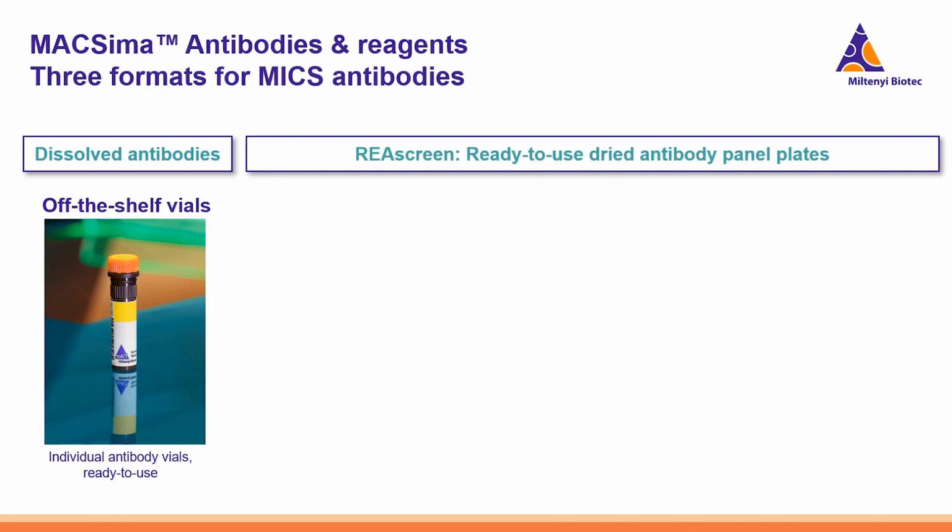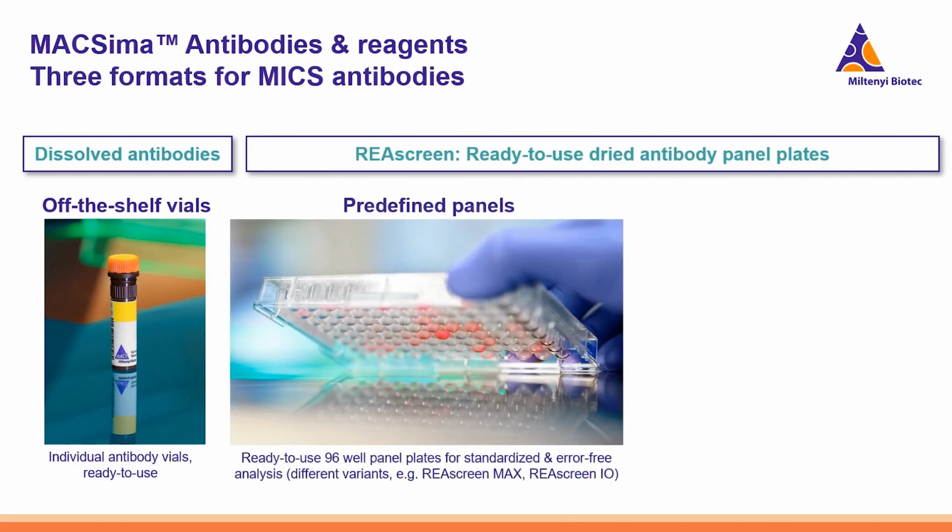However, we also offer some Rare Screen plates, and here we have some predefined panels. These are ready-to-use dried antibody panels where we used standardized markers, for example, to describe the tumor microenvironment in solid tumors. And this offers you reliable and reproducible data since you don't have to do the pipetting yourself. Therefore, you also decrease the error rate. Also, it is convenient and time-saving since you don't have to think about your panel design and you don't have to pipette them. And also, it is very efficient.